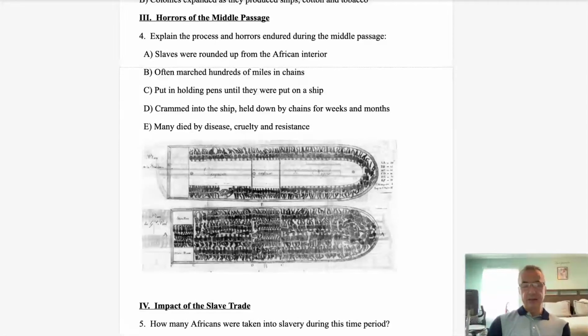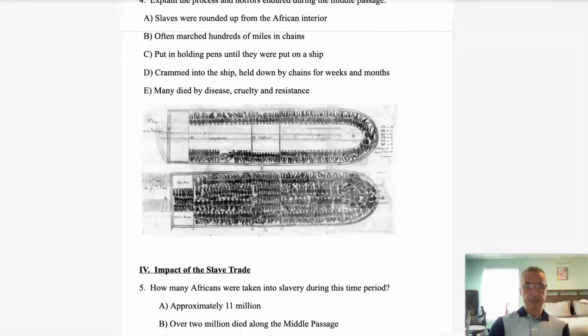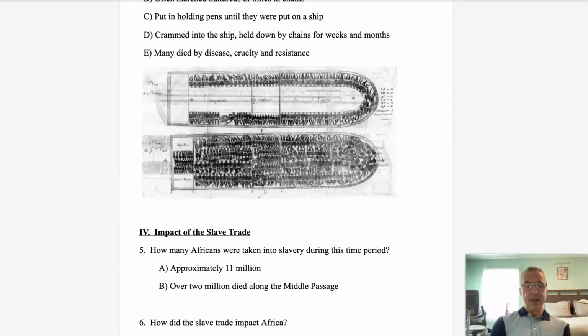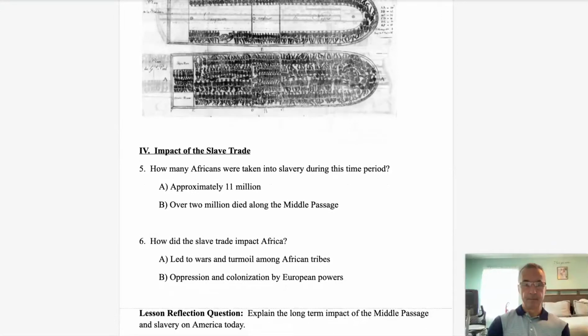5. How many Africans were taken into slavery during this period of time? Some 11 million Africans were sold into slavery, of which about 2 million died along the Middle Passage. So roughly 18% of the 11 million who went along the Middle Passage died before reaching their destination. 6. How did the slave trade impact Africa? This led to wars and turmoil among African tribes, oppression and colonization by European powers.